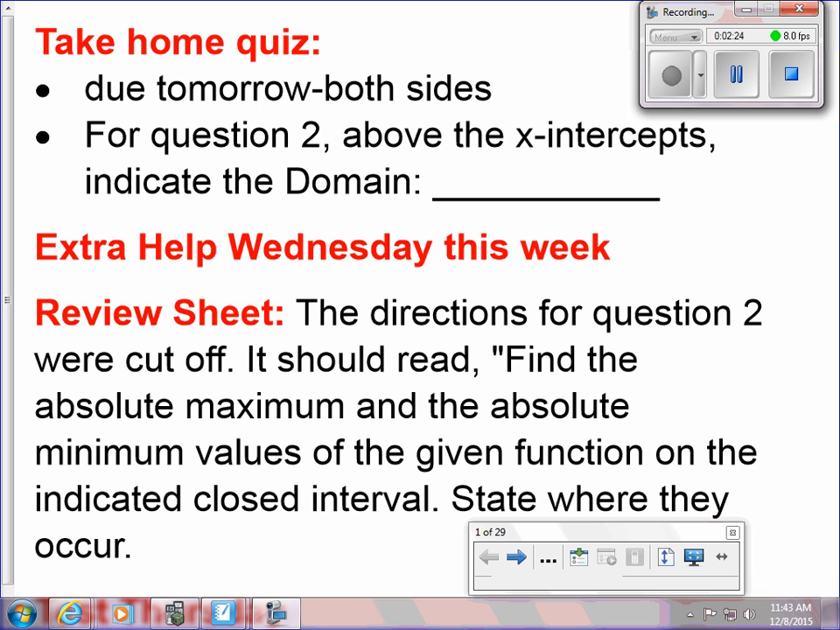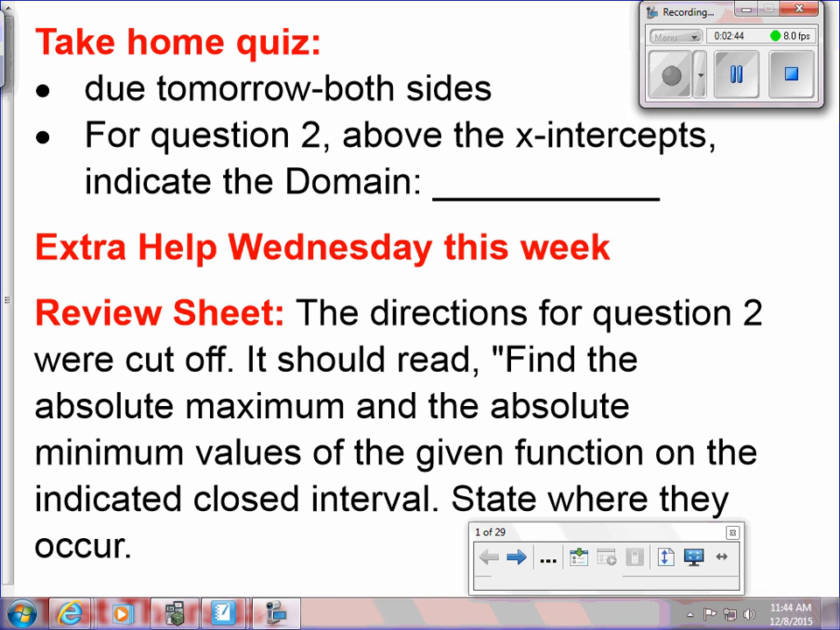Okay, extra help I told you would be Wednesday. That's tomorrow. Did I give any of you guys the review sheet yesterday? No? Okay, let me give you that. You do have it. So I'll give just 2 for this rough. Actually, let me pause this. This is boring.